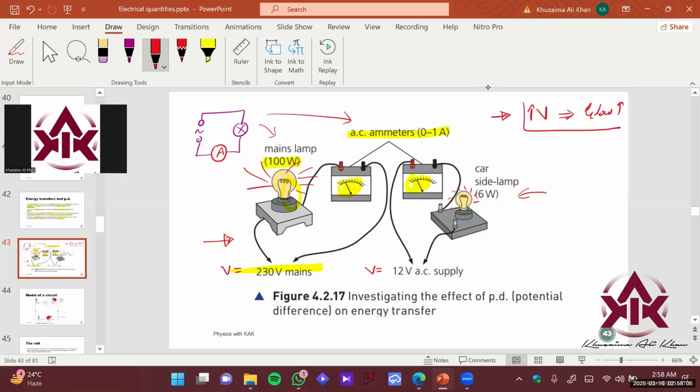What is basically happening here? The current is the same in both of them; the current is constant. And we'll see why the bigger power rating lamp produces more heat energy. So here we are just seeing the effect of potential difference. If you have a high power rating, you're going to have a higher potential difference across it, consuming more voltage, and this leads to high brightness and high heat production to the surroundings.